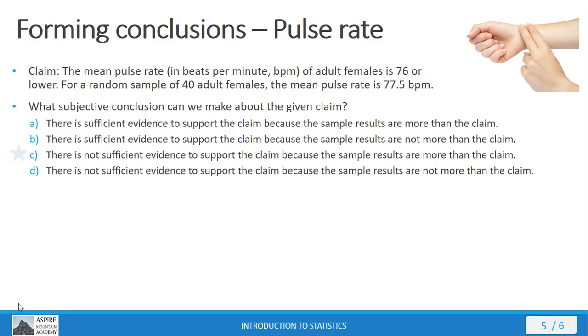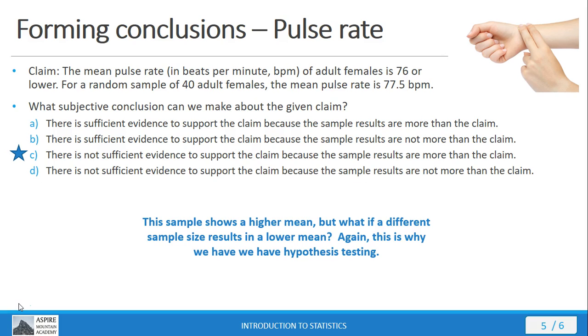Well, in this instance, you're going to want to select answer option C. There's not sufficient evidence to support the claim because sample results are more than the claim. So the sample result, the 77.5, is greater than 76. However, the claim is that it's 76 or lower. So 77.5 is higher. So we don't have evidence to support the claim that it's lower. We have evidence to support the claim that it's higher. So we're going to say there's not sufficient evidence to support the claim because the sample results are more than the claim.